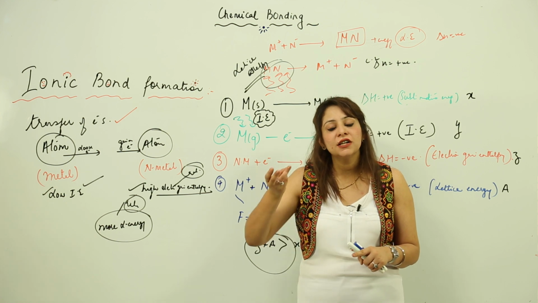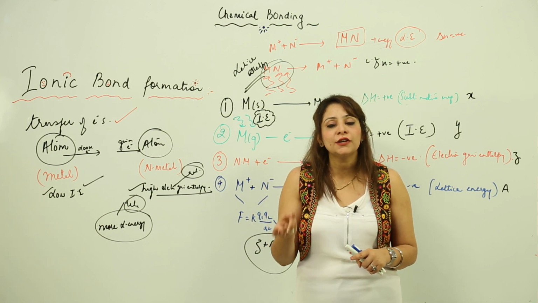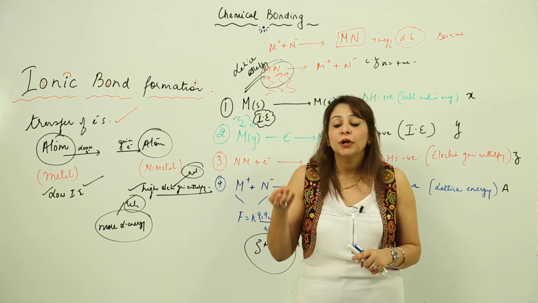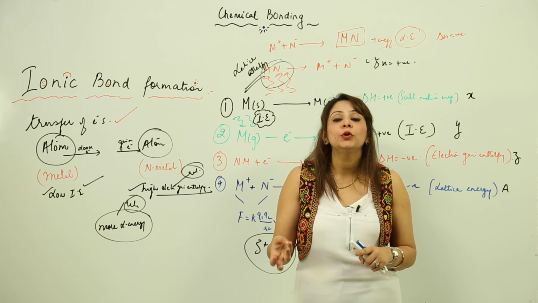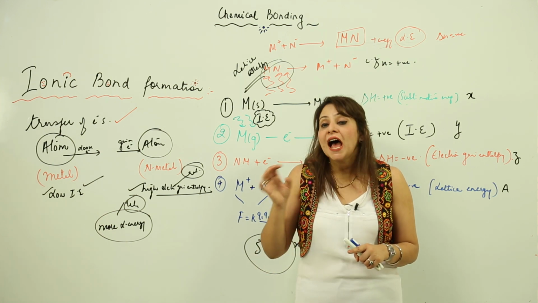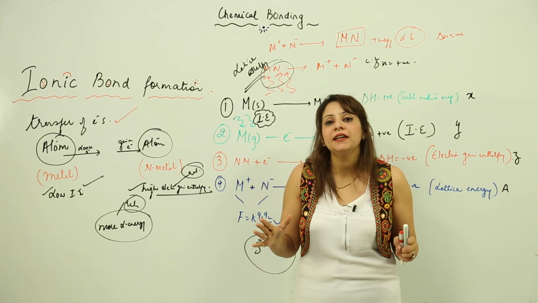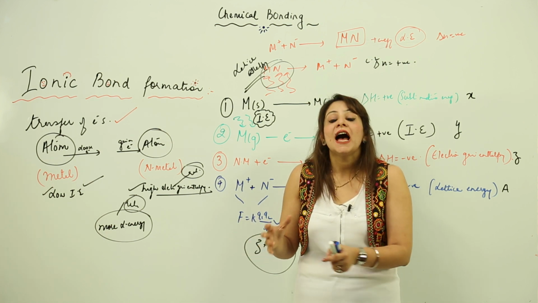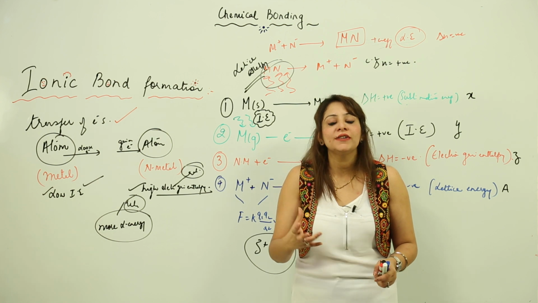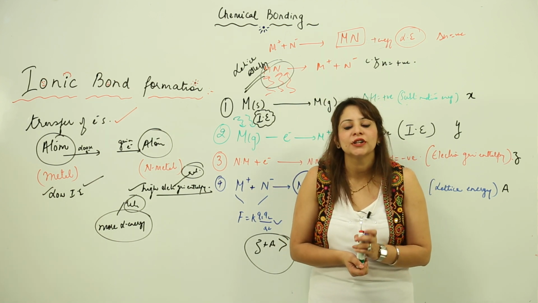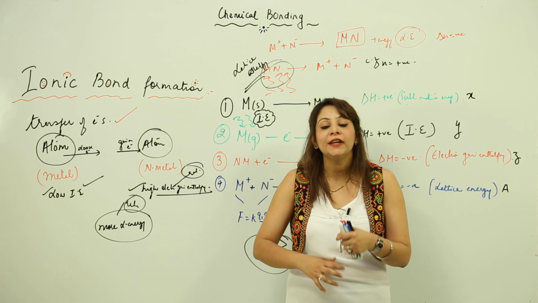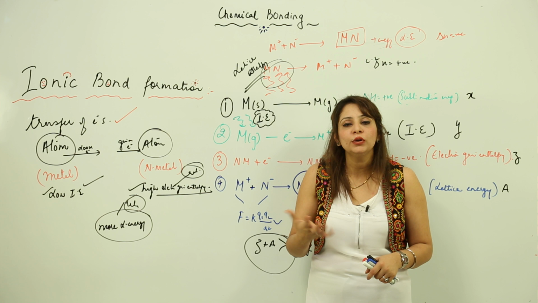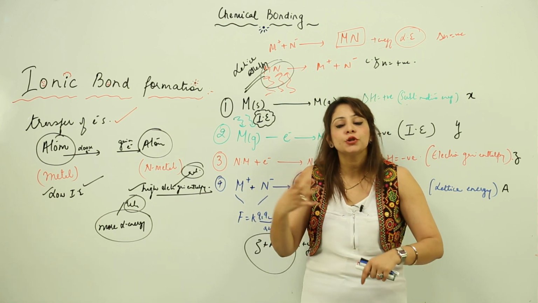Third, because of the attraction between them, their melting and boiling points are high. Because they possess ions, they are good conductors of electricity, and they are soluble in a polar solvent, not in a non-polar solvent. And because they possess ions, they will undergo ionic reactions, and you know that ionic reactions are very fast. As you mix them, they occur in a short span of time.